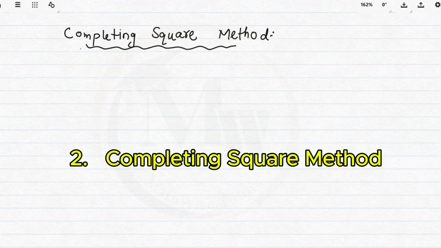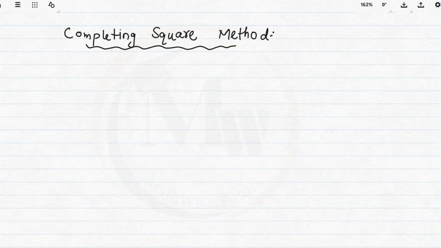So the completing square method is to solve the quadratic equation by completing the square. As we know, (a + b) whole square is equal to a square plus 2ab plus b square. So we use this concept to solve the quadratic equation using the completing square method. Basically, we have to complete this form so that we can combine the terms and make it a whole square. This is the concept behind the completing square method. Let's see how we would solve questions using this method.